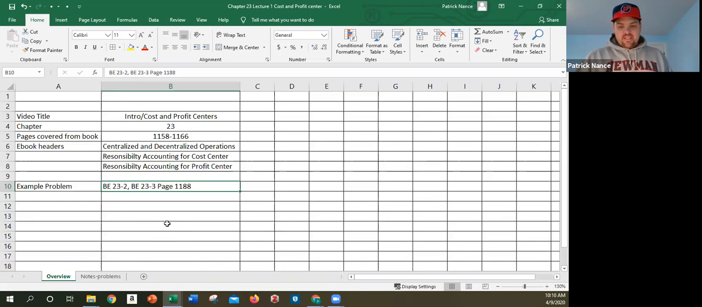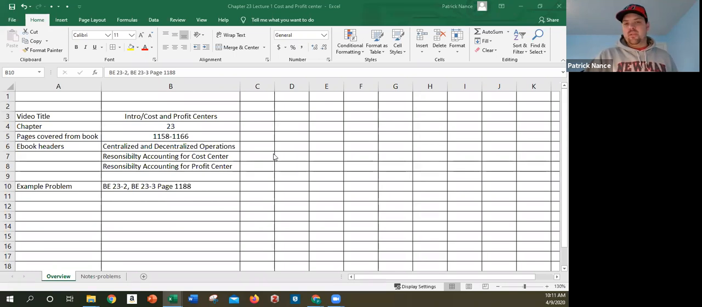Okay, 1163, profit center. Profit centers, on the other hand, are different than cost centers because they're responsible for revenues and expenses. But it is important to note that they're only responsible for their own controllable revenues and expenses. They don't have the responsibility for all the overall profit of the organization. They only have the responsibility of what is within their area.